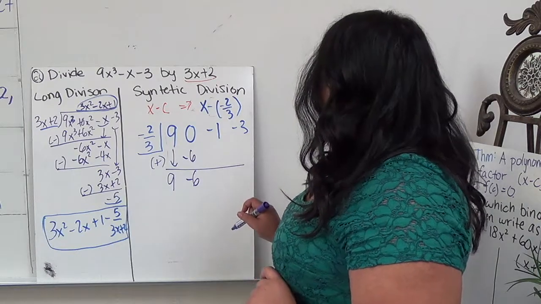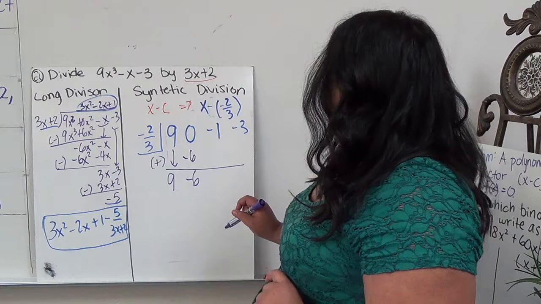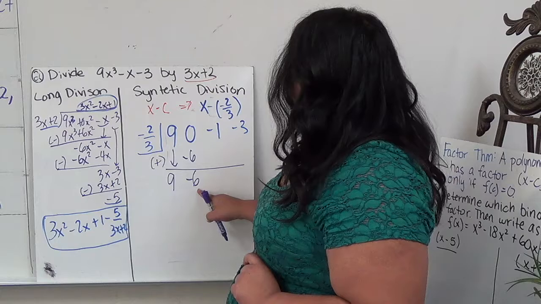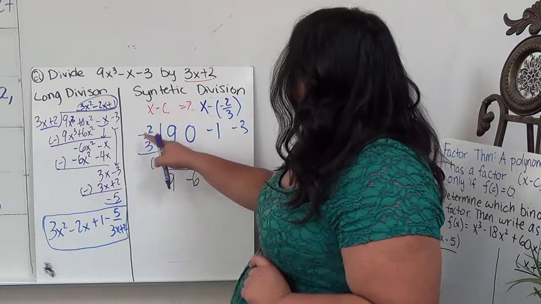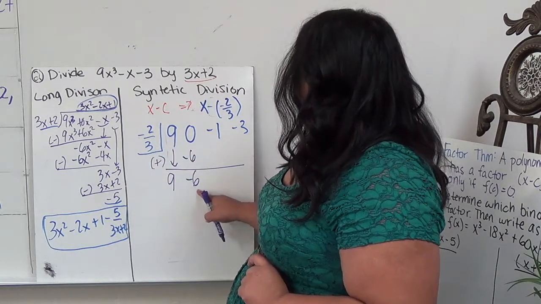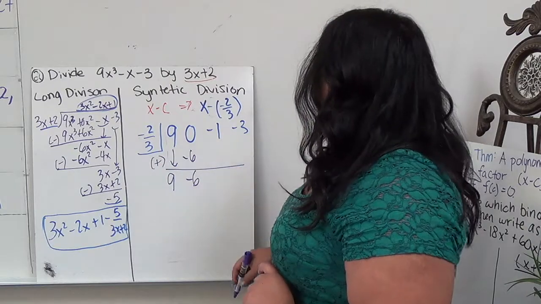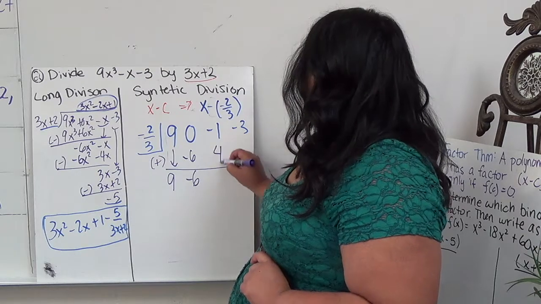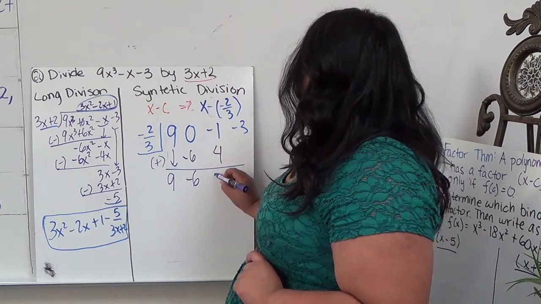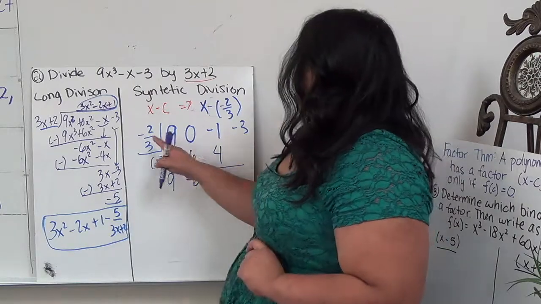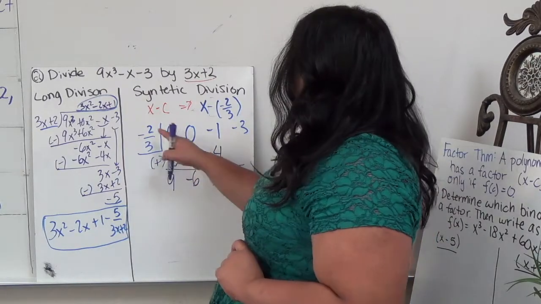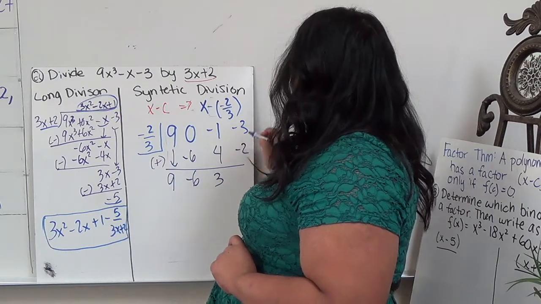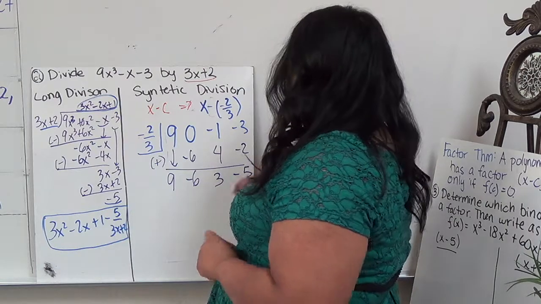And then from here, I'm going to do the same thing, negative 2 times negative 2 over 3. So negative 6 times negative 2 is positive 12 divided by 3, which is 4. And then negative 1 plus 4 is 3. And then negative 2 over 3 is negative 2. And negative 3 plus negative 2 is negative 5.